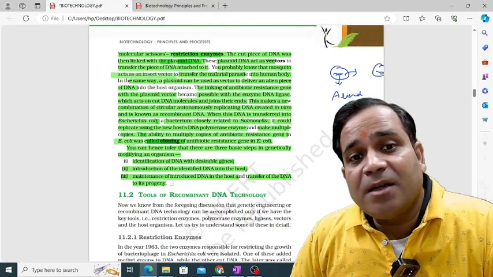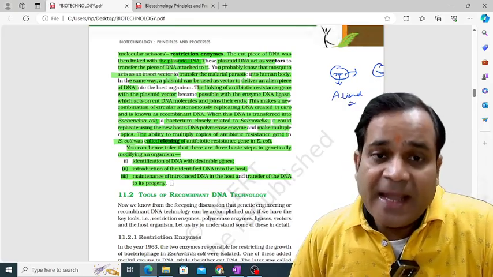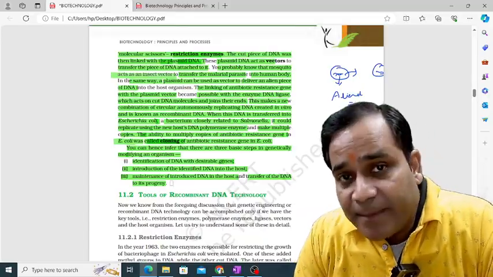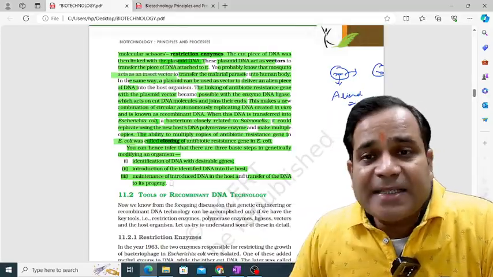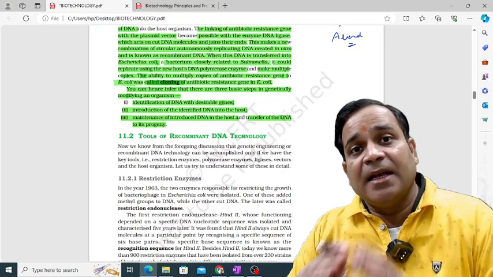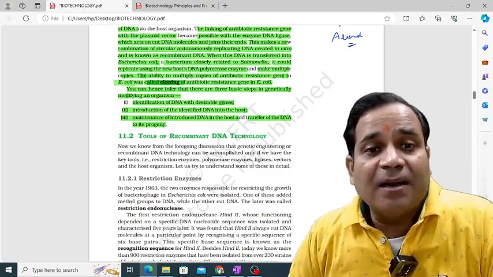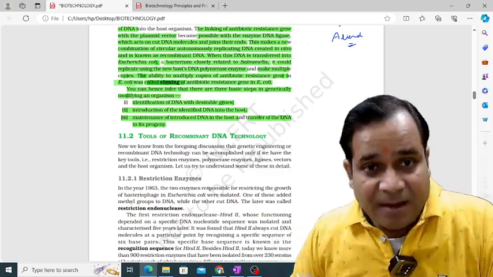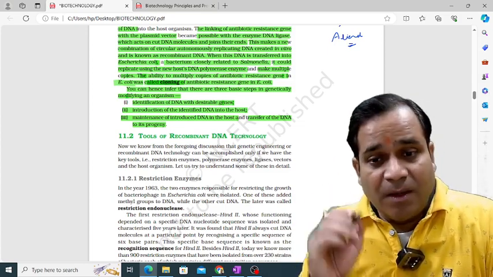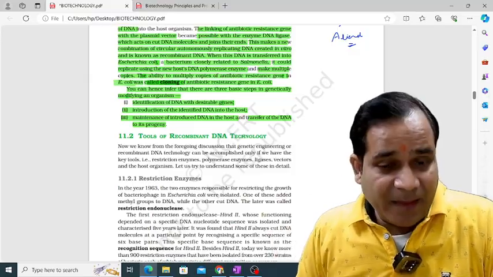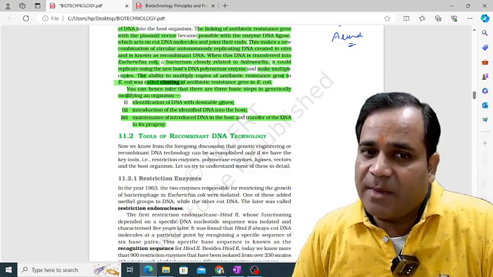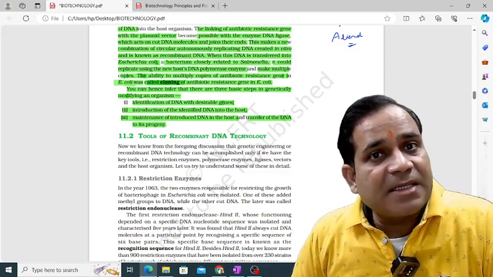But the important thing to understand here is how it is possible. Are there any tools? Yes. Those tools are known as the tools of recombinant DNA technology. So let's see the tools of recombinant DNA technology. Here I am only going to show you the lines of NCERT. When I teach you in a detailed video, I will explain with diagrams how these tools and recombinant DNA technology take place. Let's first see what NCERT is telling you.